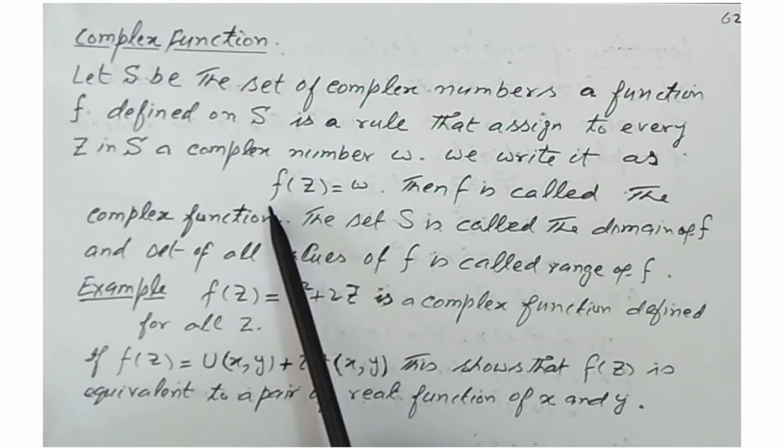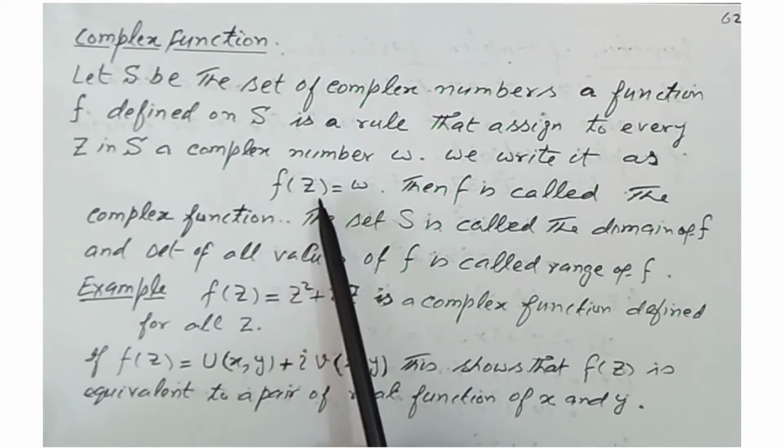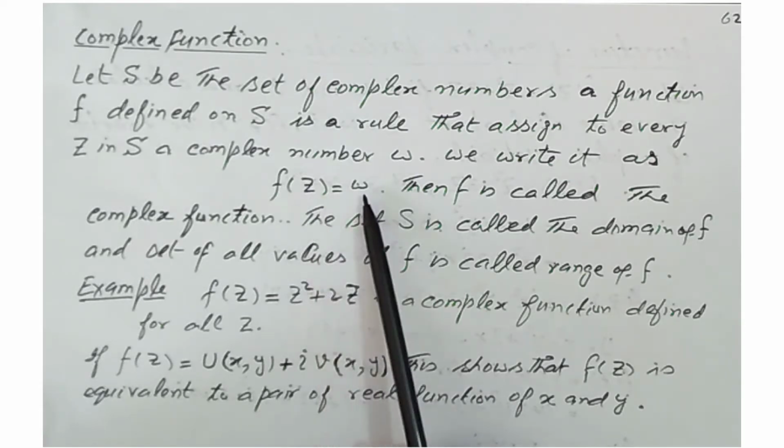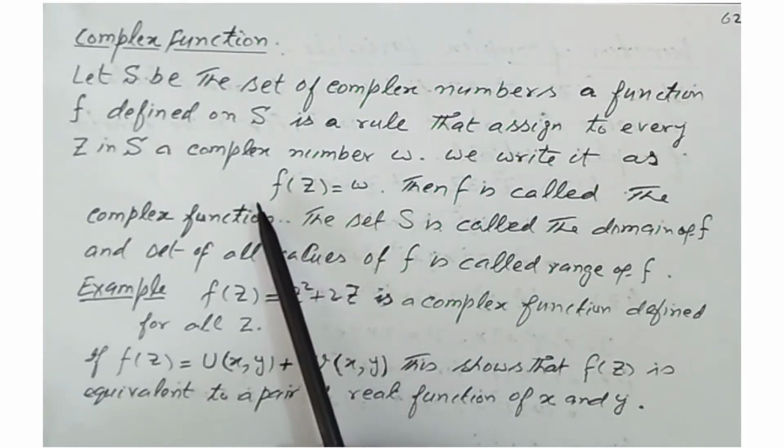This f is a rule. This assigns to every z that belongs to the set S a number omega. This omega is called the range and z is called the domain of this function. This f is called the complex function.